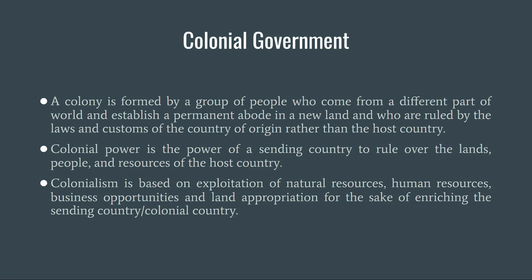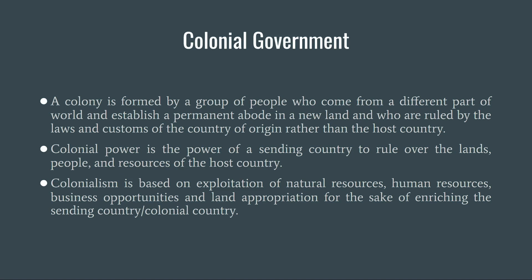Colonial power is the power of a sending country to rule over the lands, the people, and the resources of the host country. So the host country has a lot of land, and it also has people and many natural resources. So the colonial power actually tries to extract those resources from the host country and take them back to the colonial country to enrich the colonial country. So that is the relationship between a colonial power and the subjugated power.